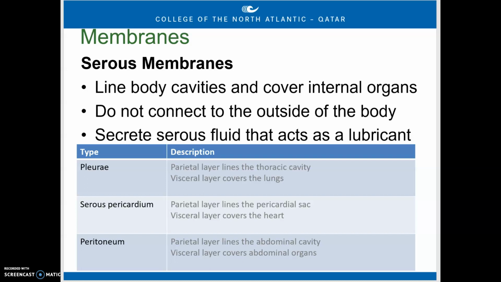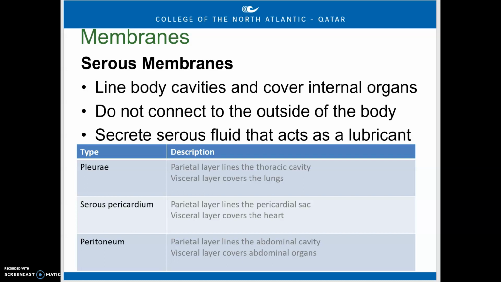So if we look at the pleural or the pleurae membrane, that's going to be one that covers the thoracic cavity that we talked about in Unit 1. The parietal layer, the outside layer, is the one that's going to be covered the outside of the cavity. And the visceral layer, so the inside part of that membrane, that's going to be covering the lungs. Okay, so that's how those two words work: parietal layer and visceral layer. Parietal layer is on the outside, the visceral layer is on the inside.